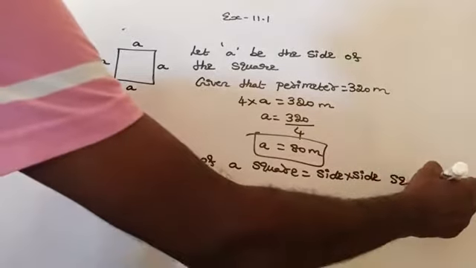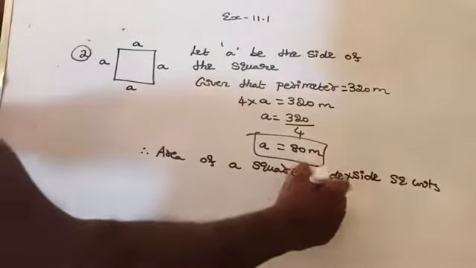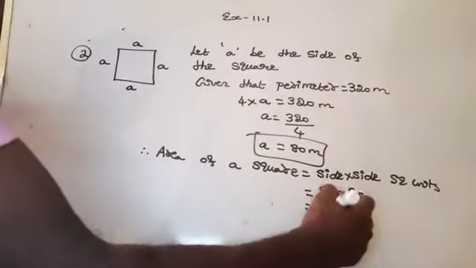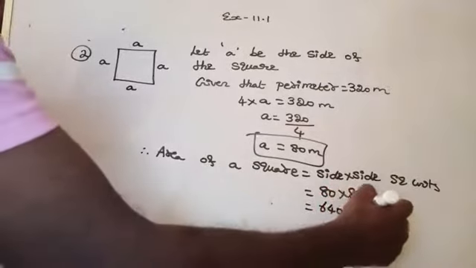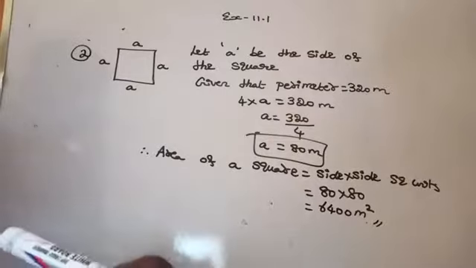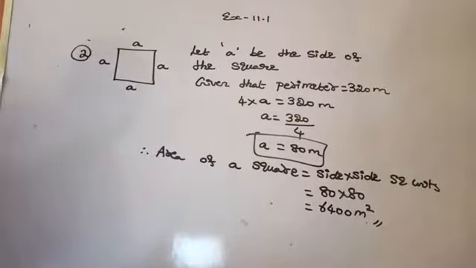So what is the side? Side is 80. So 80 into 80 is 6400 meter square. It is the area of the square land whose side is 80 meter. So therefore the area will be 6400 meter square. Am I right dear? Yes. Shall we move to the next question then? Yeah. Question number 3. Find the breadth of the rectangular plot of land.